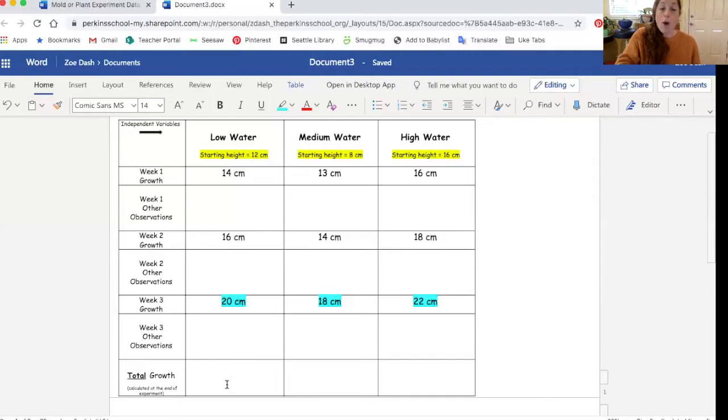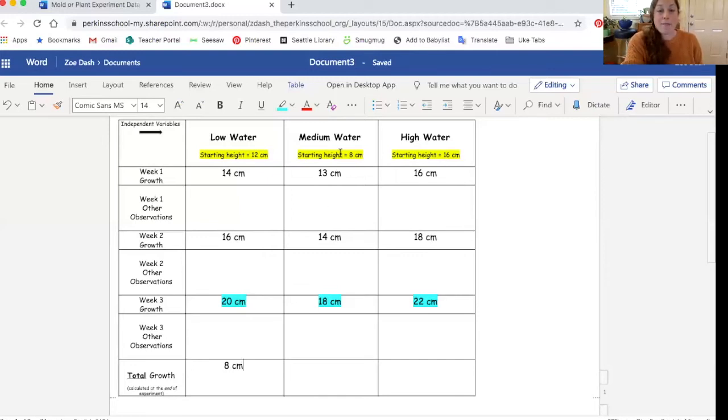So hopefully you can do some of that math, 20 minus 12, or you could also count up from 12: 13, 14, 15, 16, 17, 18, 19, 20. It's 8. So 8 centimeters was the total growth, how much it grew during my experiment. And it's important to have that be your final number down here so that you know if what you did in your experiment actually affected the growth, not just how tall the plant was altogether.